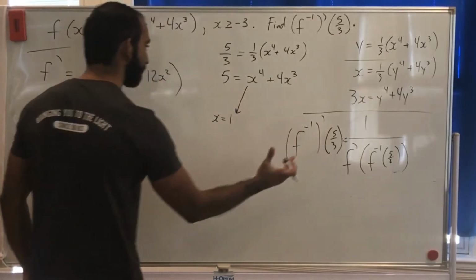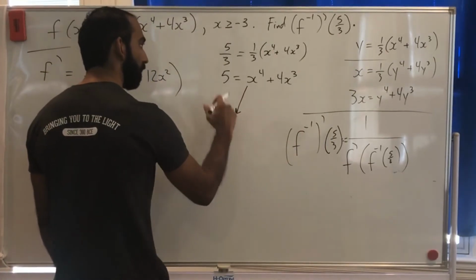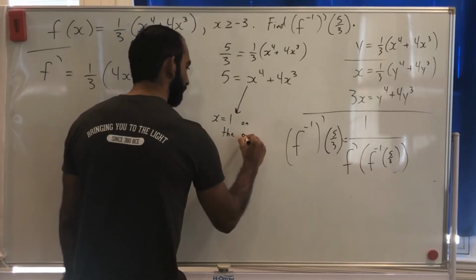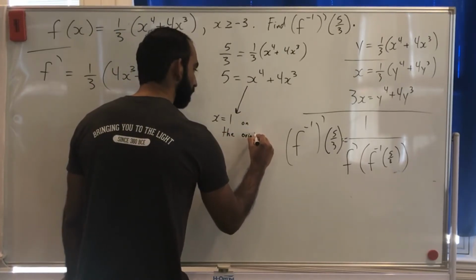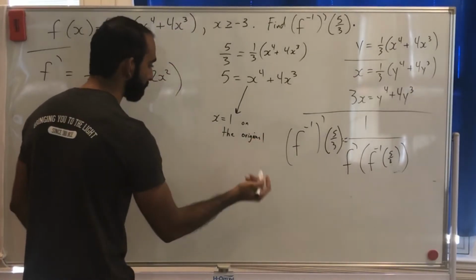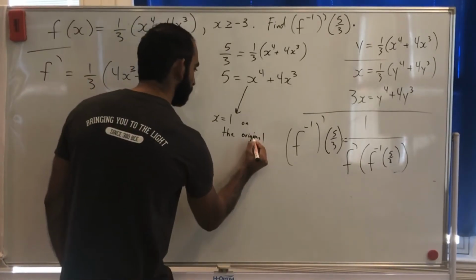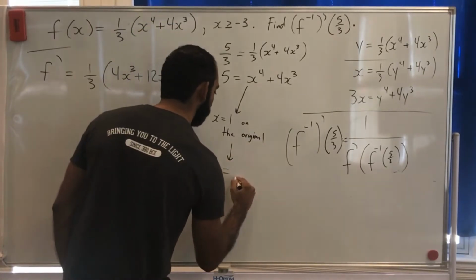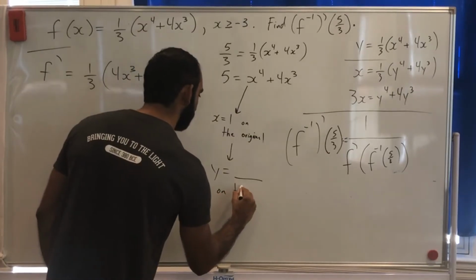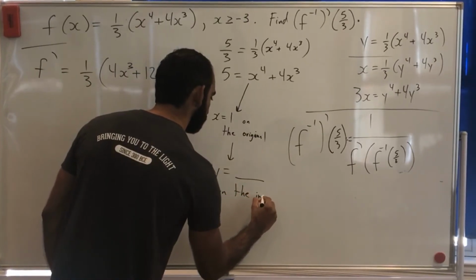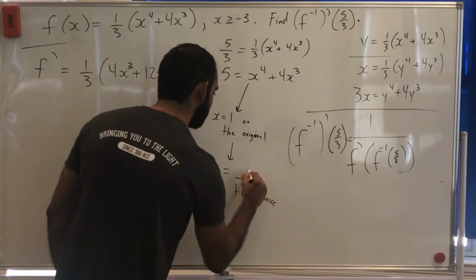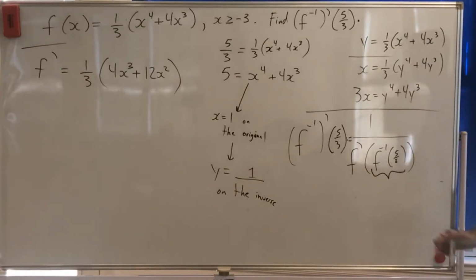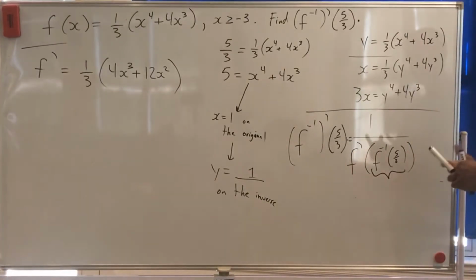And again, think of this graphically. This is an x coordinate of 1 on the original. And since inverting swaps the x's and the y's, an x coordinate of 1 on the original corresponds to a y coordinate of what on the inverse graph? It would also be 1. Yes, also 1. Either way you conceptualize it, this thing in here numerically has to be 1.